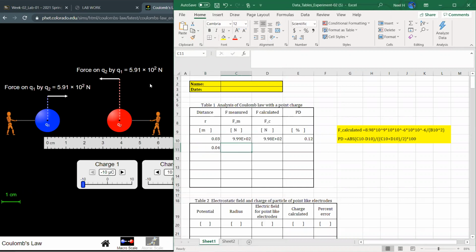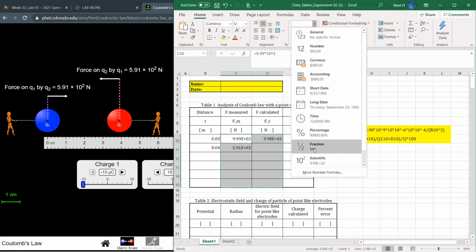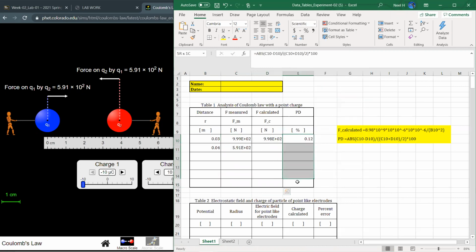And the force measured is 5.91 times 10 to the 2, 591. If you type 591, it will automatically change into scientific notation, but make sure you change these 2 columns into scientific notation by using the option right here in the middle. And the last column, make sure that is in normal number notation, because that's a percentage error. Okay.